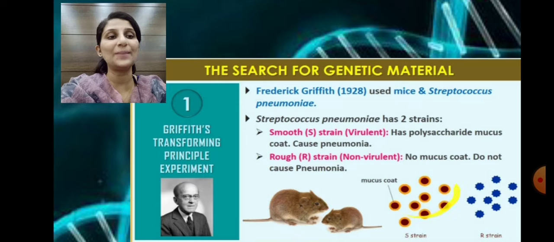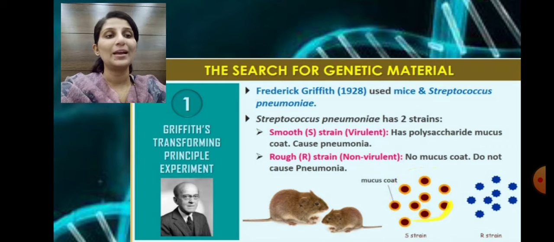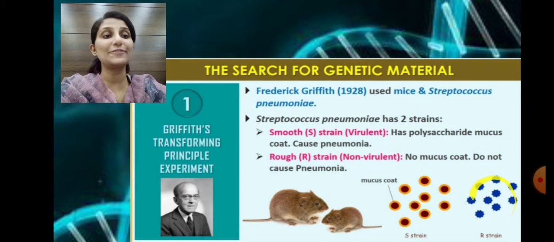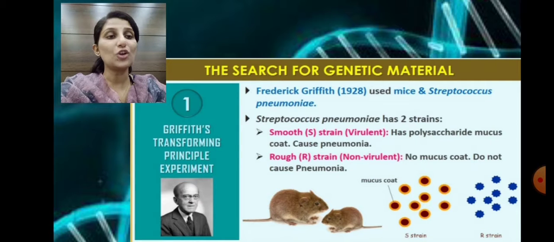In this we can see this is a smooth strain and this is the rough strain. What is the difference between the two? It is based on the outer surface. The outer surface of the smooth strain is smooth in appearance. It is because of the presence of a polysaccharide mucus coat, which gives them a smooth appearance, and it is this smooth polysaccharide mucus coat which causes virulence, or causes pneumonia.